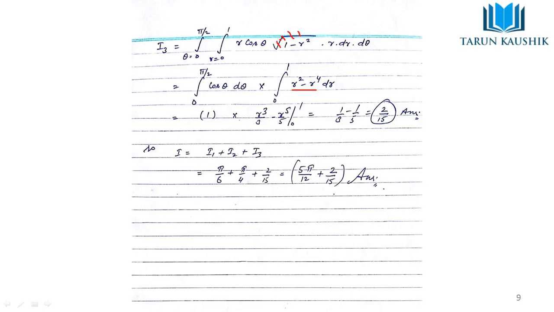Theta will vary from 0 to pi by 2. r square will become r cubed by 3, and r raised to the power 4 will become r raised to the power 5 by 5. The limits are varying from 0 to 1. Put the limits, you get this. So we have calculated the individual parts I1, I2, I3. When we add these three independent parts, we get our complete I.